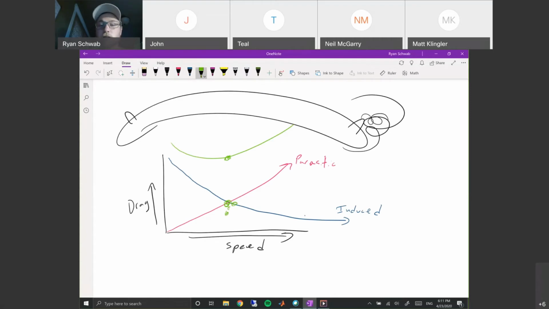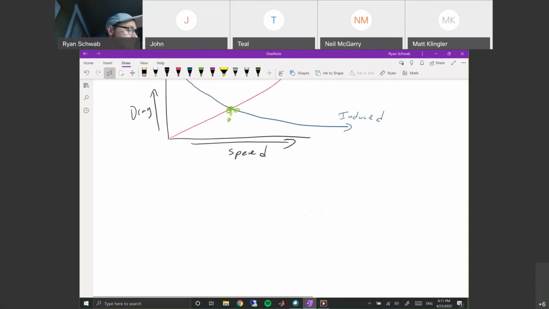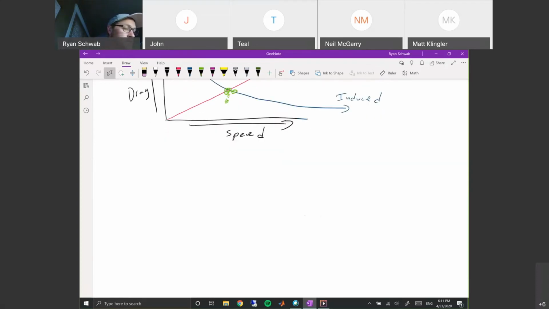Roughly the idea. Less drag means you can fly a little bit faster, you can be a little bit more efficient and use more lift effectively. Cool.